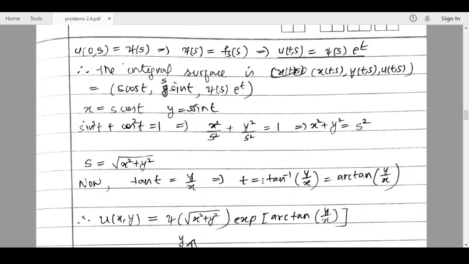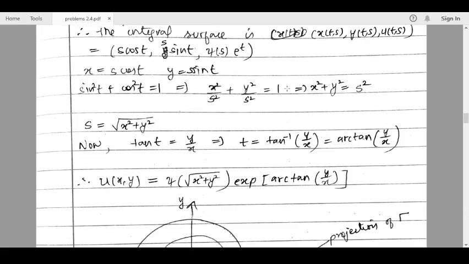Now we have the condition u at 0, s is equal to psi of s, which implies that f3 of s is equal to psi of s. So we will get u equal to psi of s e raised to t. Therefore the integral surface we will get as s cos t, s sin t, psi of s e raised to t. This is the parametric representation of the integral surface. Here s and t are the parameters.